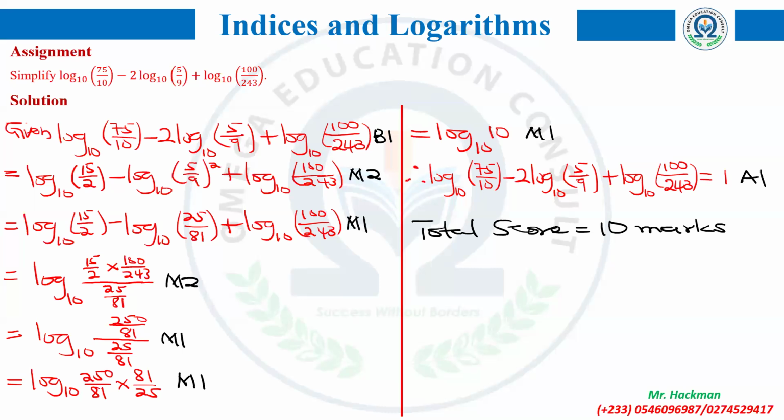So quickly, let's start with the first part, the solution to the assignment. And this was the assignment. You were asked to simplify this. And I told you in the previous lesson that usually you'll be told without using tables or calculators. But if you don't see that and you see only simplify, since it's a subjective question, it still means you shouldn't use a calculator in getting your answer straight away.